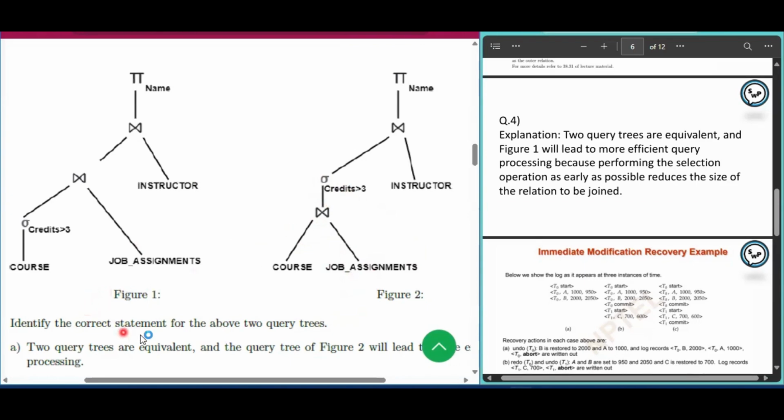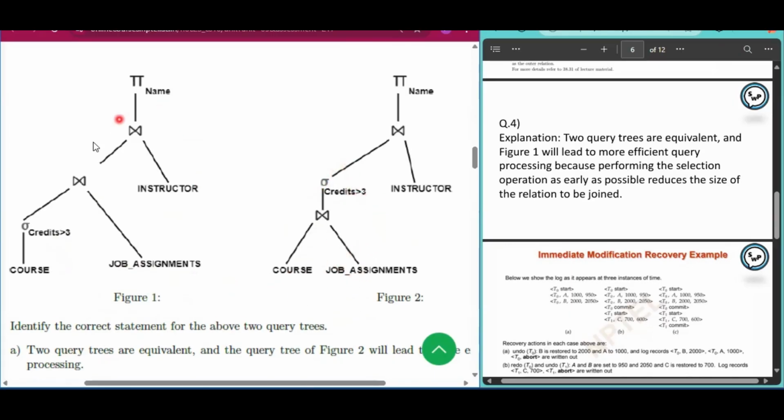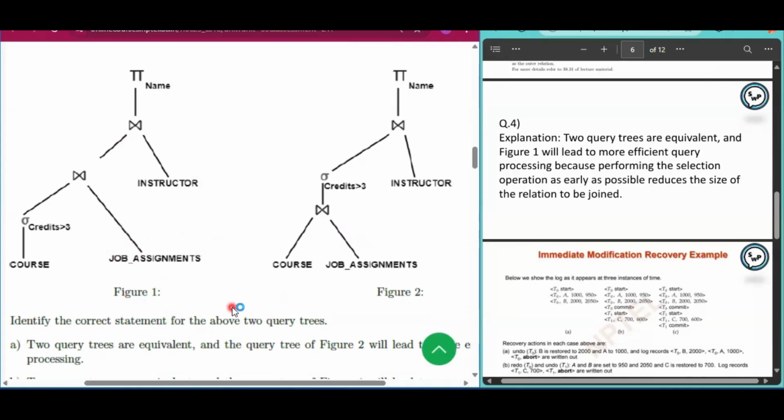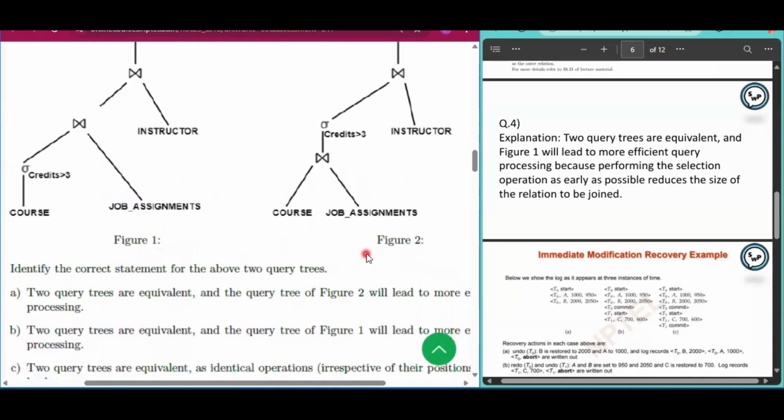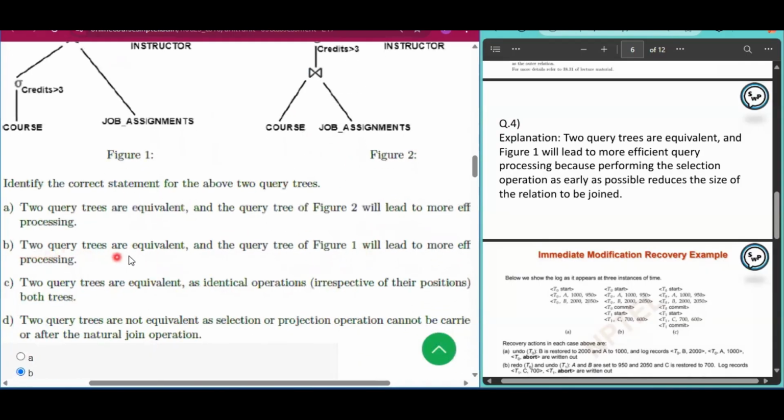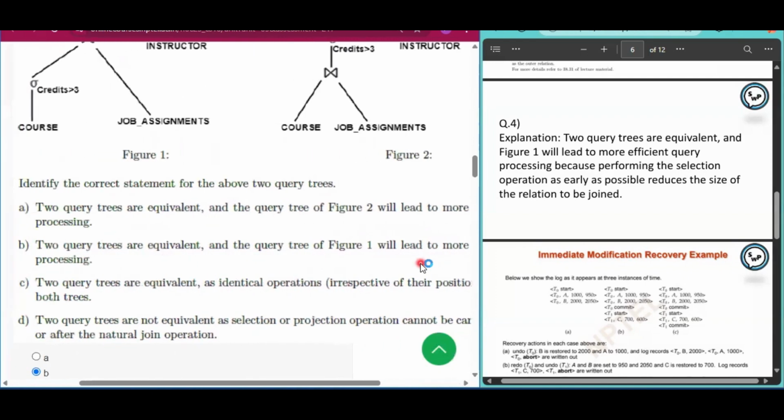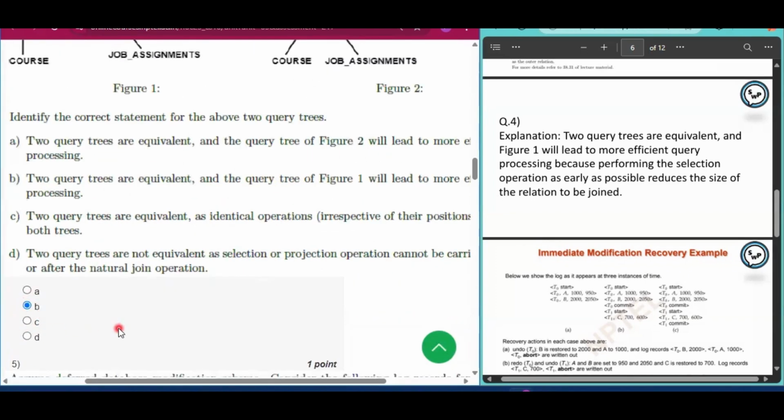So in case of figure 1, what happens? The number of tuples will reduce because the selection is done before joining. But in case of figure 2, the tuple size will not reduce because the joining is done before the selection. So that's why figure 1 will be more efficient than figure 2. But the same thing is happening in both figure 1 and figure 2. That's why the two query trees are equivalent, but figure 1 is more efficient than figure 2. Okay, so that's why option B, that is, the two query trees are equivalent and the query tree of figure 1 will lead to more efficient query processing. Option B will be the answer of question number 4.